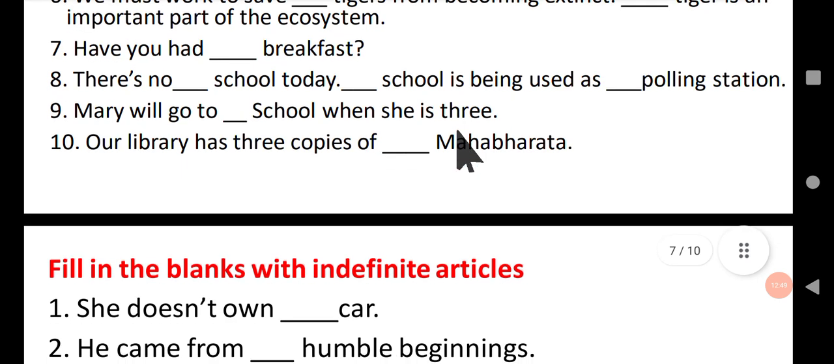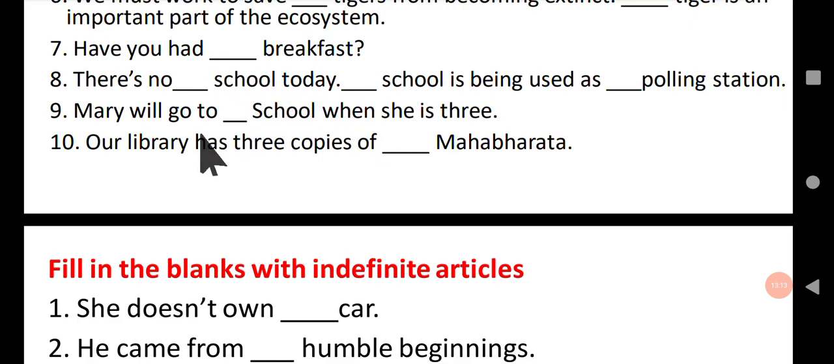Next one, Mary will go to dash school when she is 3. Which school again? Not a particular school. Mary will go to school. That's it. If you mention any particular school or name, then we might have to go for another article. But here you don't need any article.